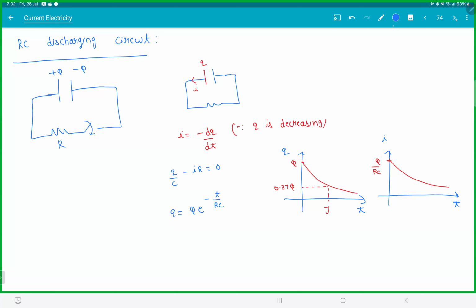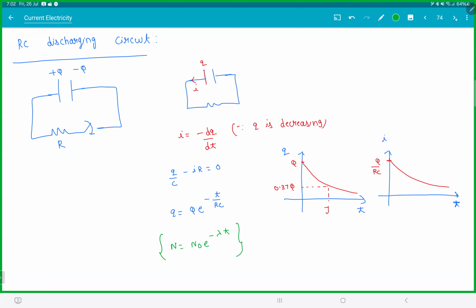Now, if you look at this, it actually resembles your first order reaction, N is equal to N naught e power minus lambda t. Did you study that in chemistry? Radioactive decay, first order reaction in chemical kinetics. So it is the exact same thing.